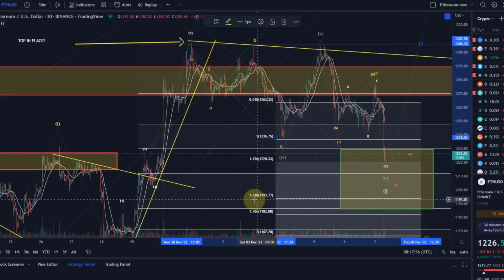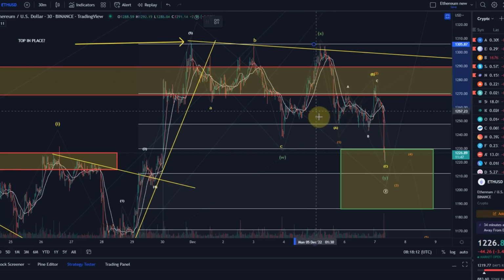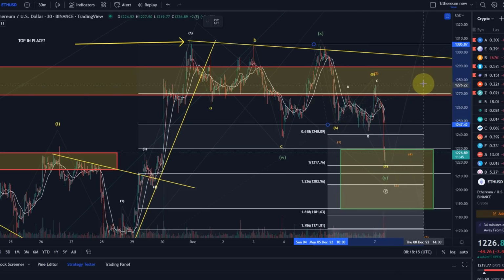So the final target would be the 1.618 extension, 1193. Don't get me wrong, there are various ways of how this target can be calculated, but 1193 is quite an important one. And then we can also calculate a target by using the ABC structure here, wave A, B, and the first target here for the C wave would be 1217.